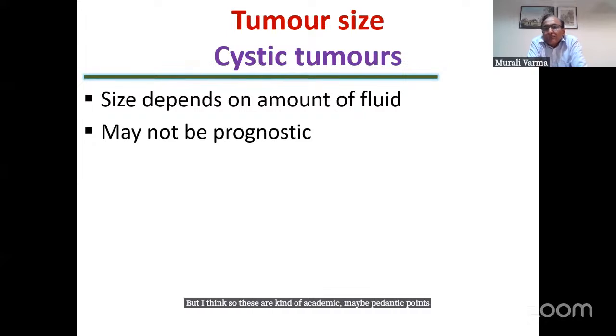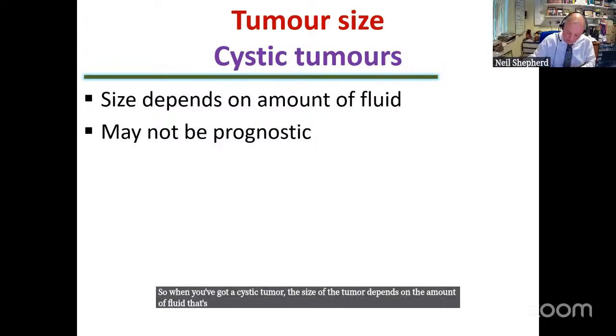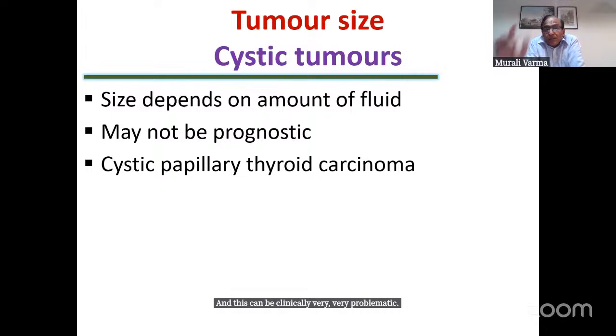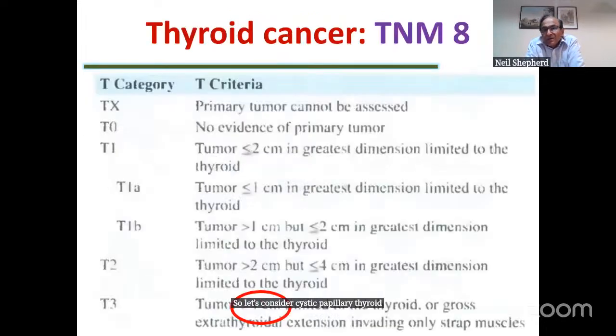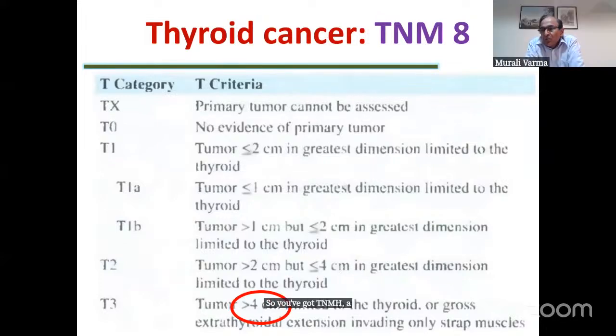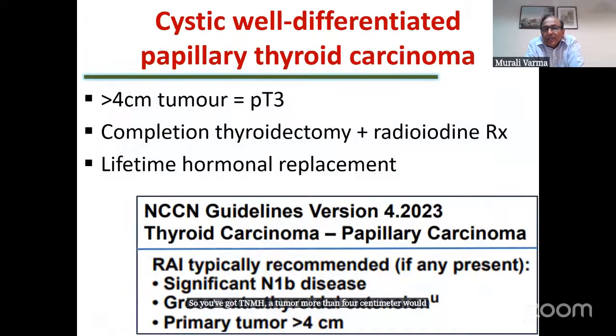The one I think that is much more clinically relevant is tumor size when it comes to cystic tumors. When you've got a cystic tumor, the size of the tumor depends on the amount of fluid that's in the tumor, and that may not be prognostic. And this can be clinically very, very problematic. So let's consider cystic papillary thyroid carcinoma. In TNM8, a tumor more than 4 centimeter would be T3.